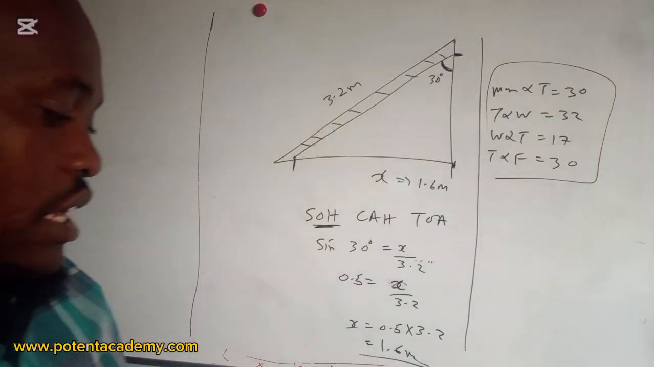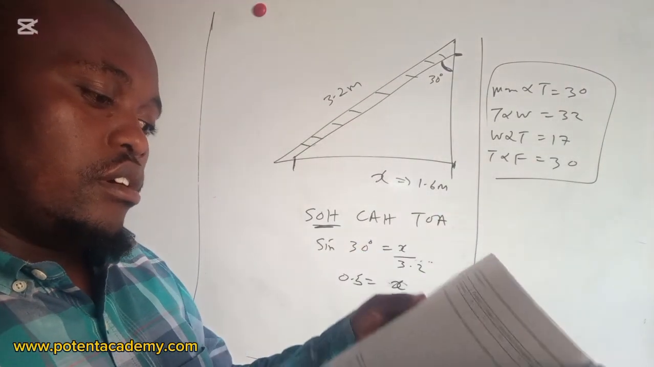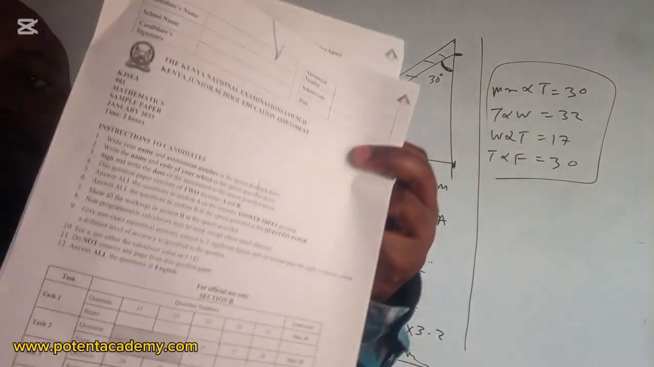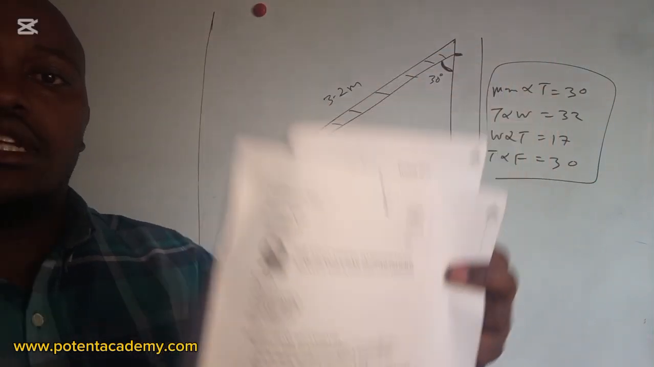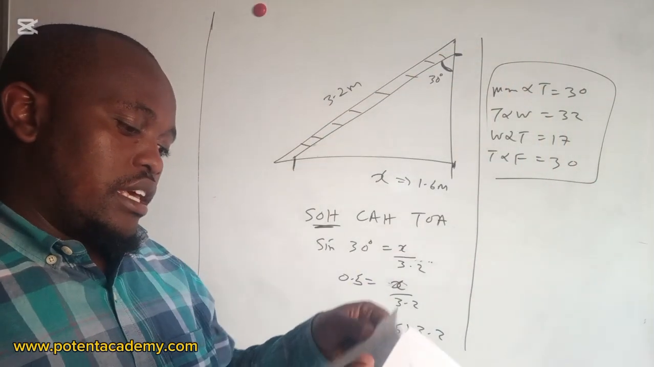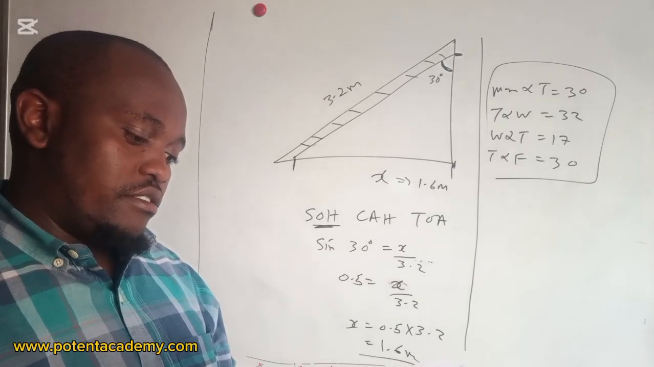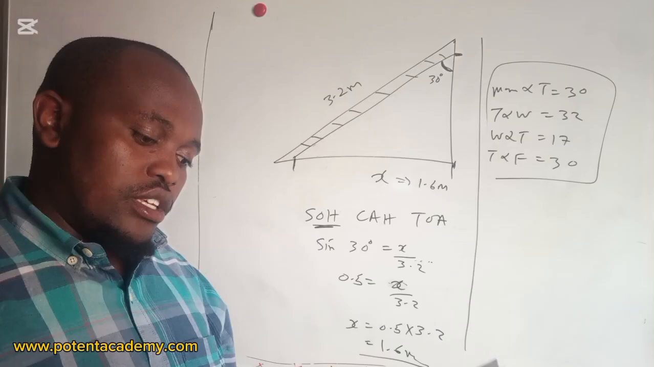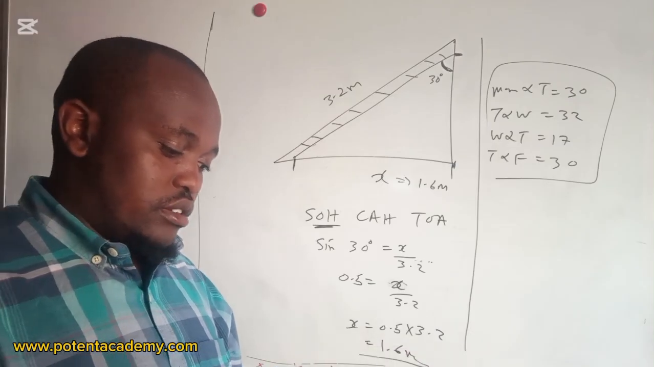We have come to the end of revision of section A of this paper that was presented by KNEC to schools to help students revise well, KJSEA 2025. So I've done question 1 to 20. I'll upload another video where I'll do the other questions.